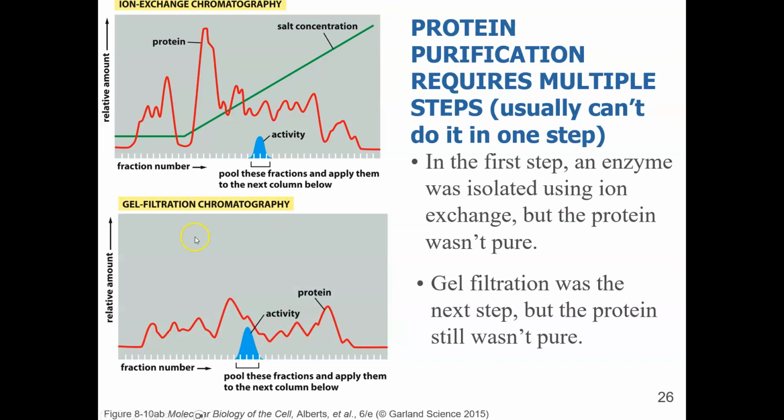I'll do gel filtration. And again, I don't have a clear peak right here. So I have my large proteins to small proteins. I take all my fractions. I do an enzyme assay on every single one. And there's my protein right here. So I grab those test tubes.